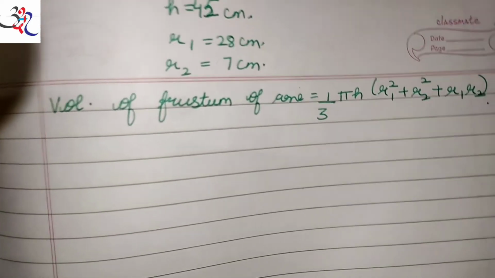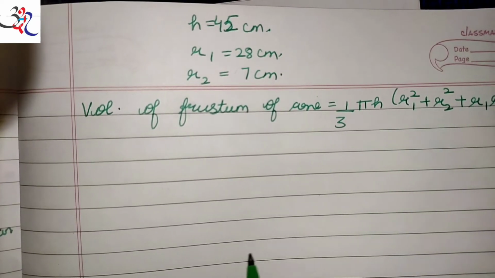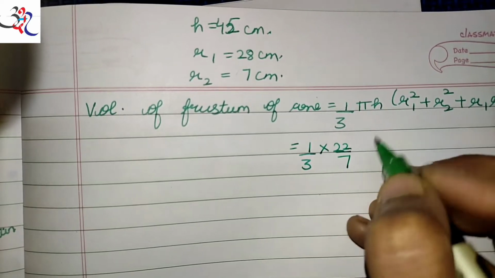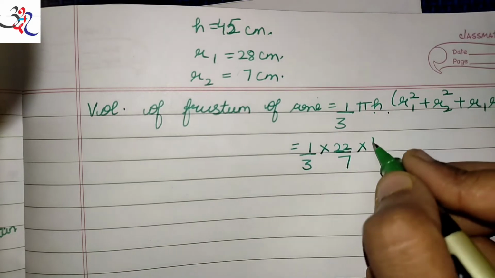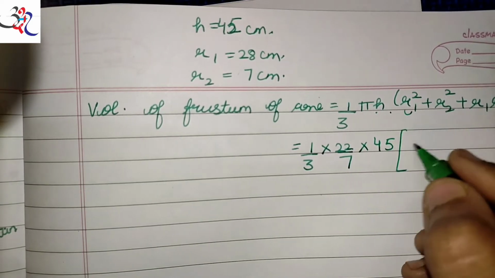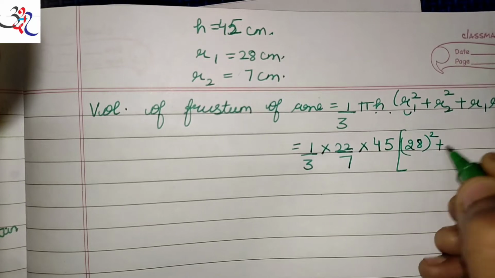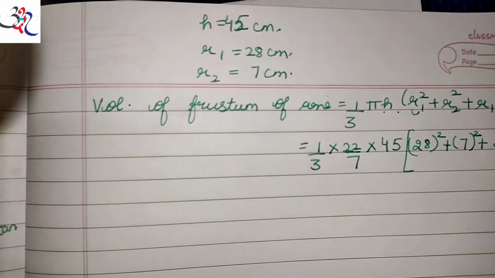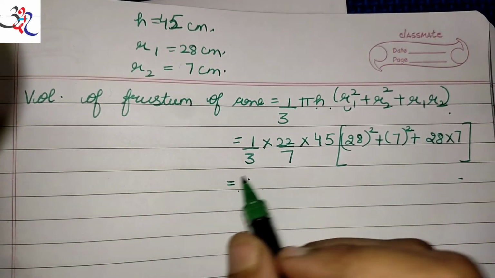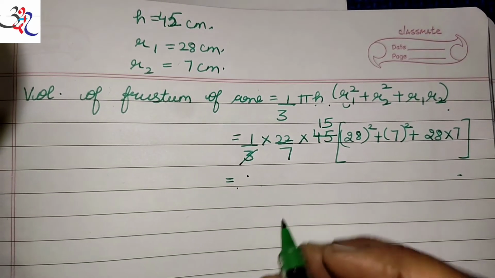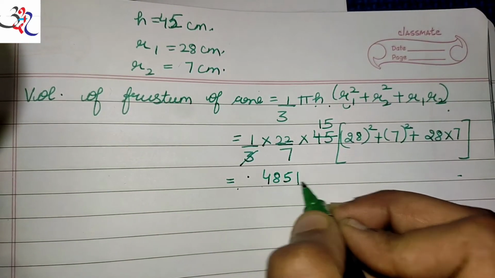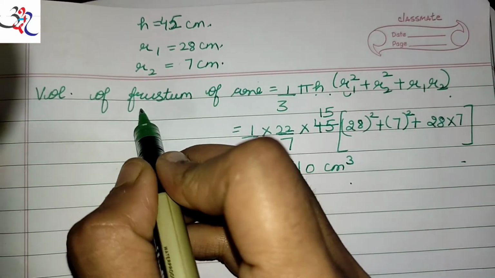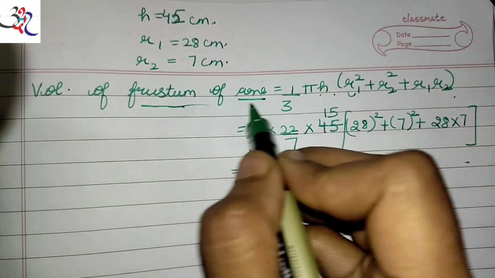So we will put the given values of height, r1 and r2 in the volume of the frustum of the cone. Put the values: 1 by 3 pi is 22 by 7, height is 45 centimeter, into r1 square, which is 28 square, plus r2 square, which is 7 square, plus r1 into r2, which is 28 into 7. If you solve all of these values, after doing the calculations, you will get 48510 centimeter cube. So this is the volume of the frustum of the cone.